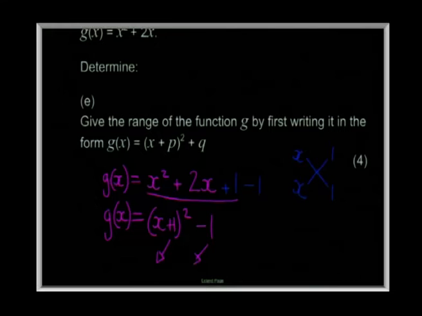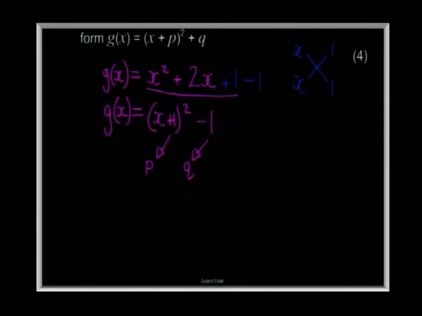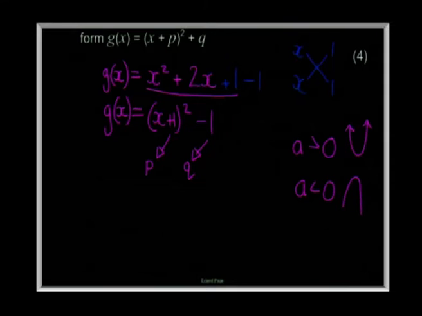So what is our turning point? There and there. That is our p value, and that is our q value. Those will define the turning point. Now, they're not looking for the turning point, they're looking for the range. The range is going to be defined by the turning point, because if a is positive, what happens to the function? It smiles. And if a is negative, in other words, below 0, it frowns. What is a? Well, a is a positive number. So that means our function is going to smile.